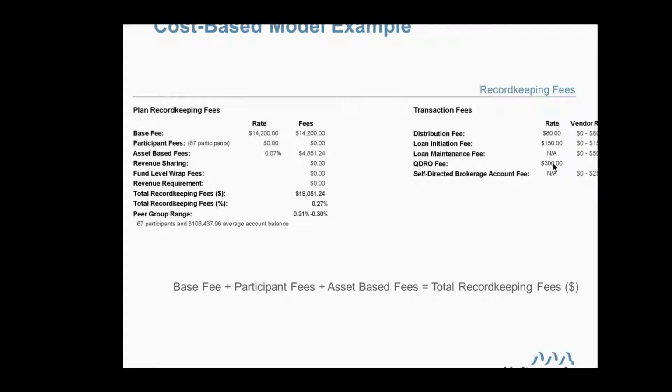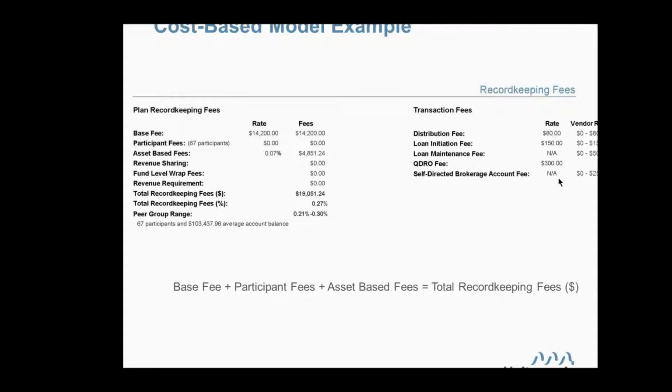Quadros, we don't establish a peer range. It can be anything from $0 to $1,500, but there's no real reasonable range that we have found. And then brokerage accounts. In this particular client, there's no charge for brokerage accounts. You'll see that where the record keeper is also offering the brokerage account. So they're charging on the left-hand side, so they don't have to charge for the brokerage account.